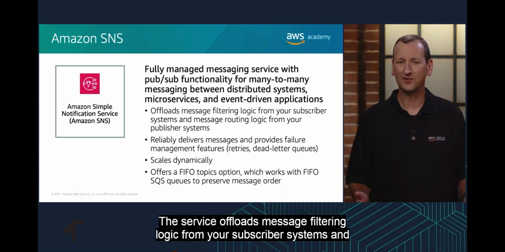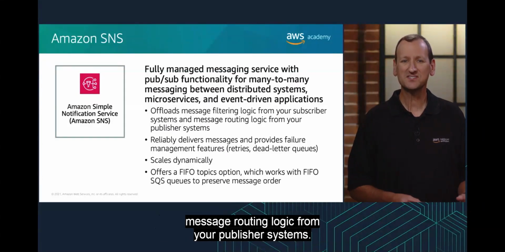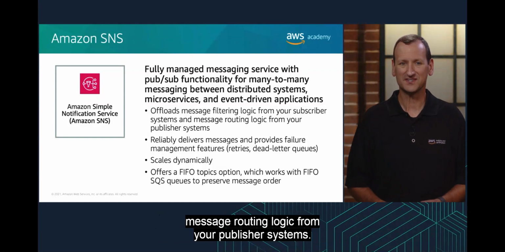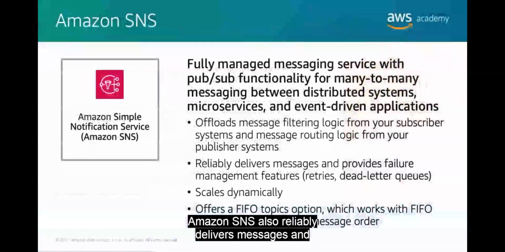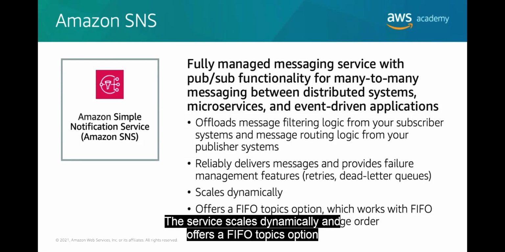The service offloads message filtering logic from your subscriber systems and message routing logic from your publisher systems. Amazon SNS also reliably delivers messages and provides failure management features, including retries and dead letter queues. The service scales dynamically and offers a FIFO topics option, which works with FIFO SQS queues to preserve message order.